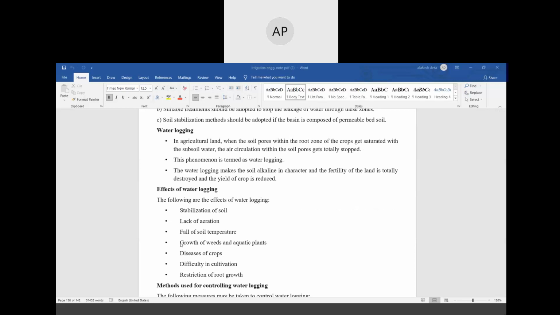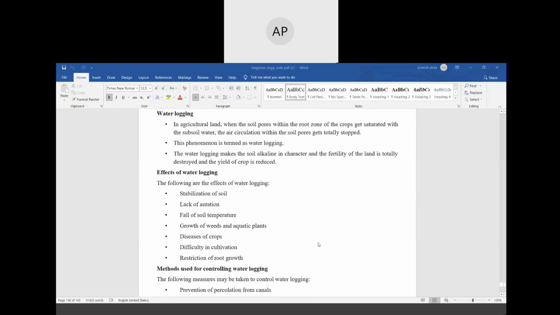And waterlogging. There may be waterlogging in any agricultural land, isn't it? When the root zone of crops gets saturated with the subsoil water, the air circulation within the soil pores gets totally stopped.